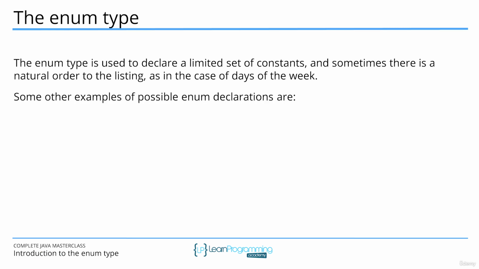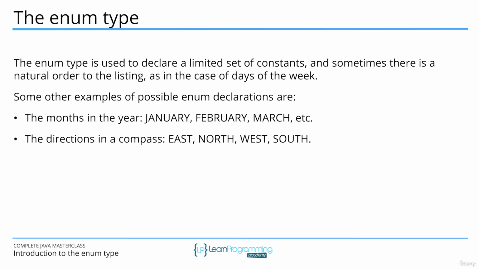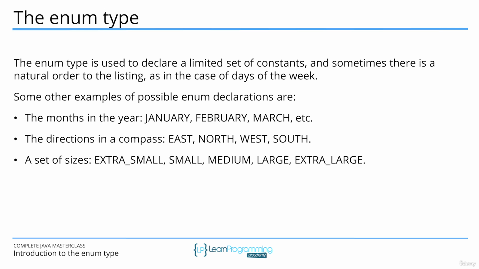Some other examples of possible enum declarations are the months in the year, January, February, March, etc. The directions in a compass, east, north, west, south. A set of sizes, extra small, small, medium, large, extra large.